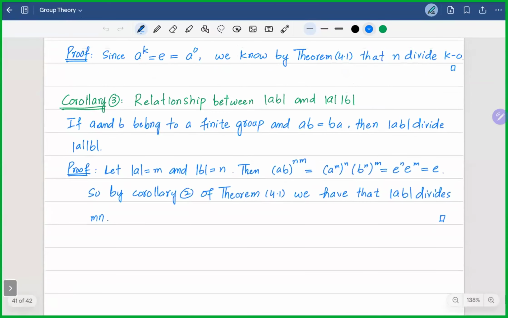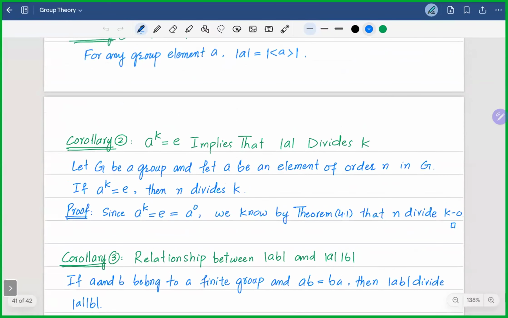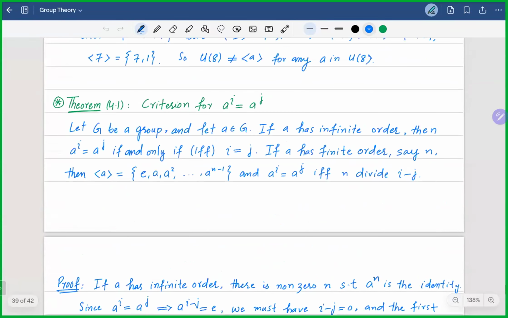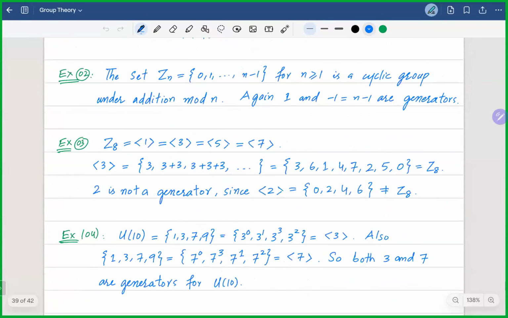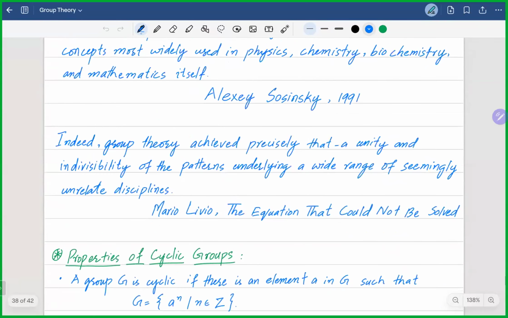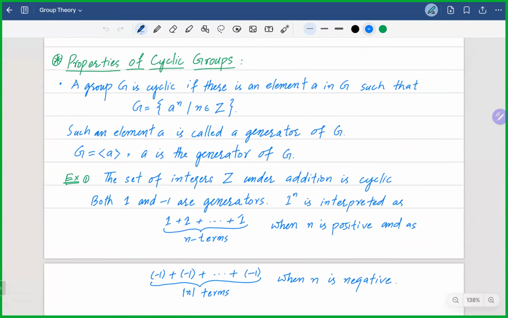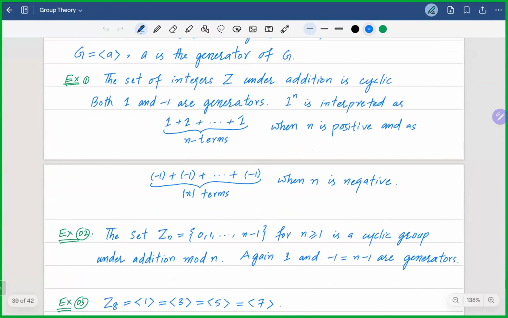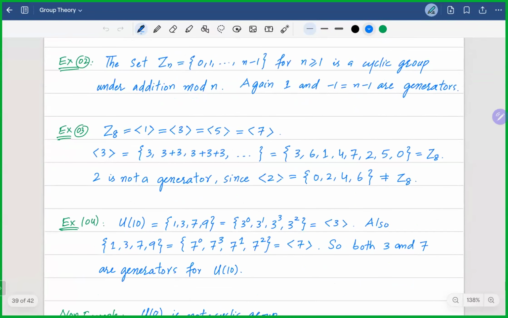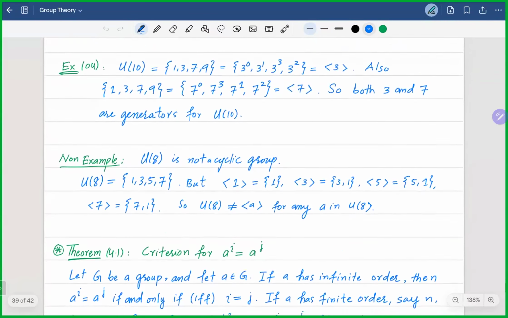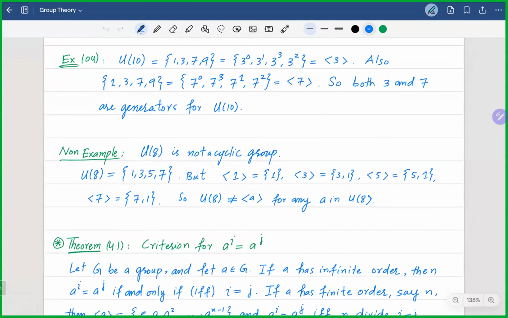Okay, so last lecture we have talked about the cyclic groups, and then we started with the properties and the examples. We have given some simple examples of cyclic groups, and the definition was: if G has an element A which generates the entire group, then G is cyclic.